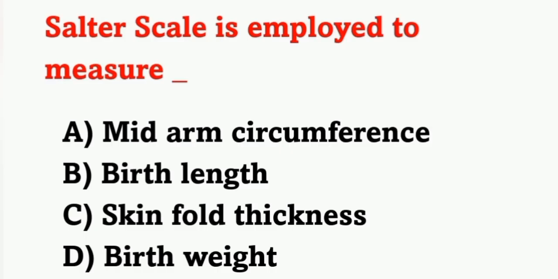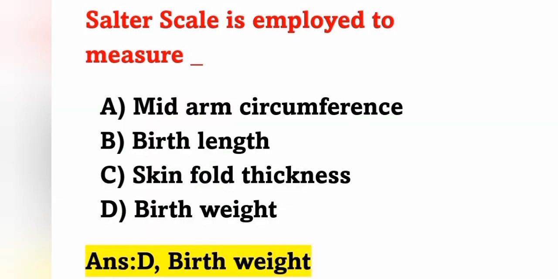And the next question, Salter scale is employed to measure option A mid-arm circumference, option B birth length, option C skin fold thickness and option D birth weight. Salter scale is used to measure birth weight. Option D is the correct answer.